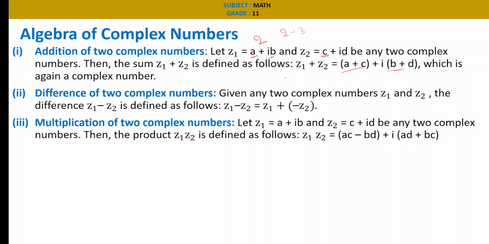Similarly, multiplication of two complex numbers. Let Z1 is equal to a plus ib, Z2 is equal to c plus id, be two complex numbers, then the product Z1 Z2 is defined as Z1 Z2 is equal to ac minus bd plus i into ad plus bc. So here we are first multiplying a and c, then a and id. So here id will come here. Next, ib into c, so bc is here. Next, i into i is i square. i square is minus 1. So minus of bd. So that's why we are making it as ac minus bd plus i into ad plus bc.